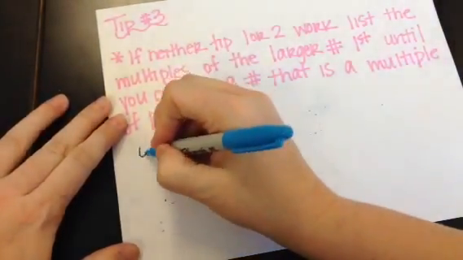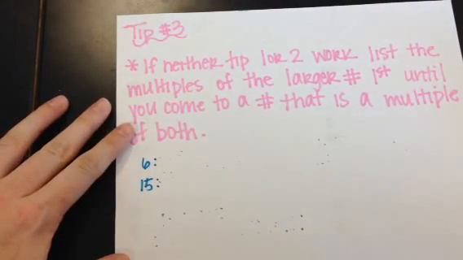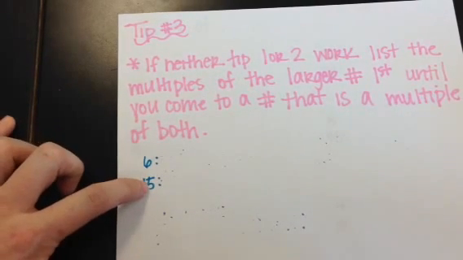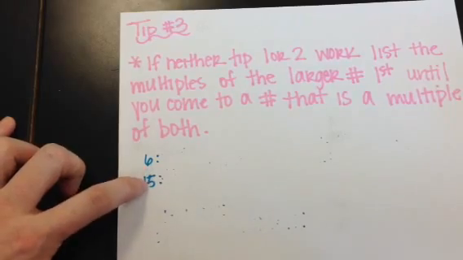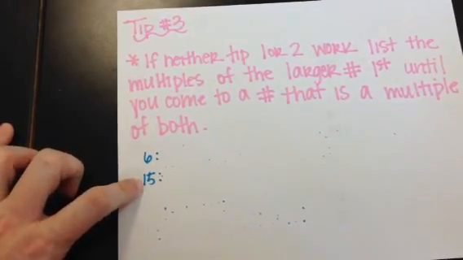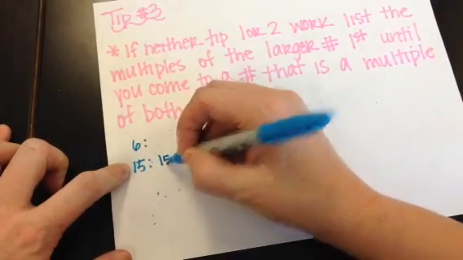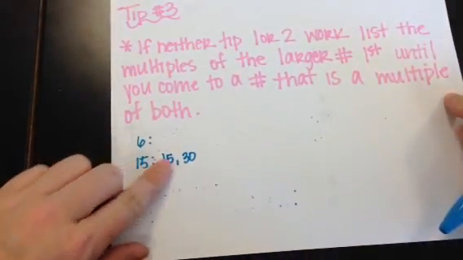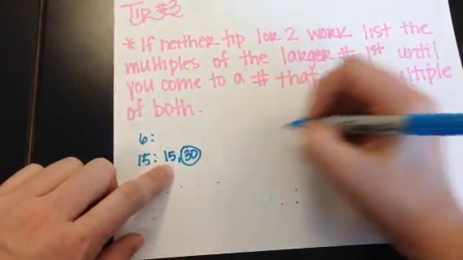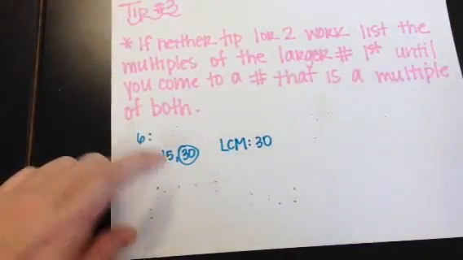6 and 15. If I wanted to find the least common multiple, again, I would check my tips. They're not consecutive. 15 is not a multiple of 6. I'm going to list the larger multiples first until I come to one that is also a multiple of 6. Well, 15 times 1 is 15. 15 times 2 is 30. And I know that 6 can go into 30. Therefore, 30 is the least common multiple of 6 and 15.